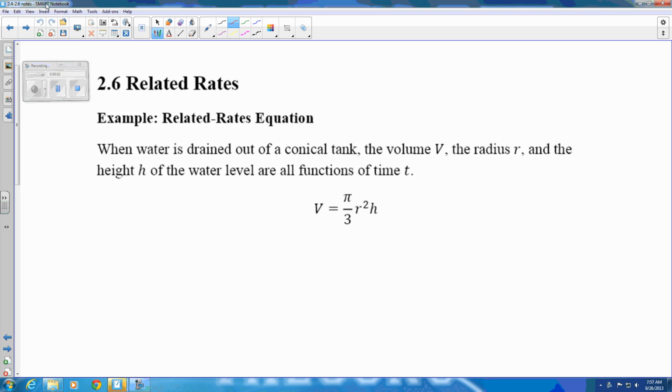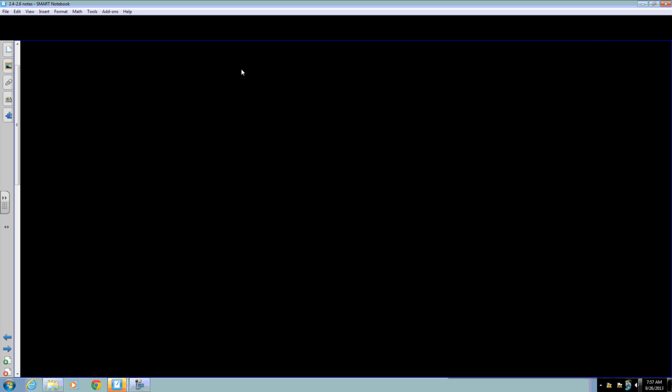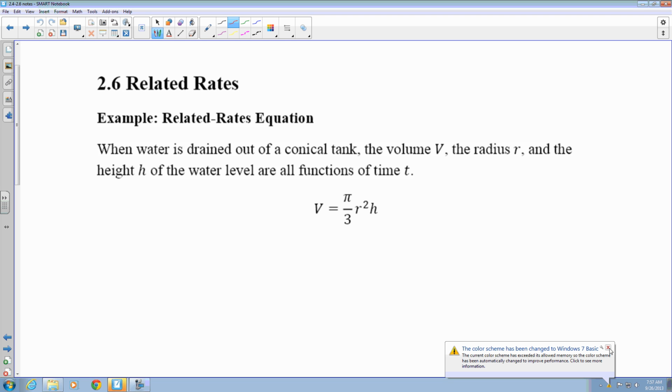Okay, in this section we're going to be working on related rates, which is using implicit differentiation in real-life situations to solve for the rate of something. So first we are just going to start with a conical tank. When water is drained out of a conical tank, the volume, the radius, and the height are all functions of time t, which means we have to do everything with respect to t.